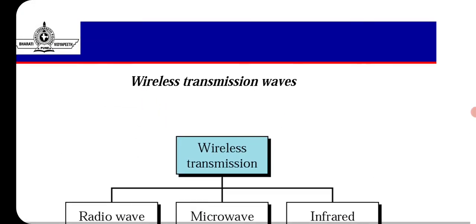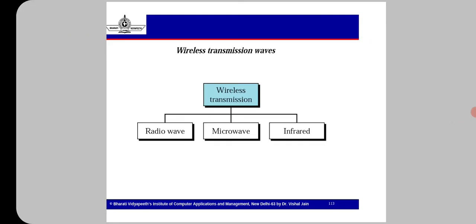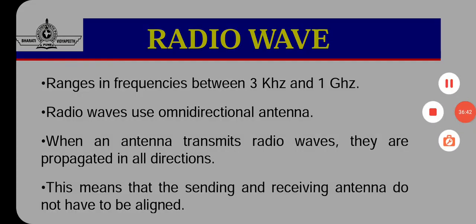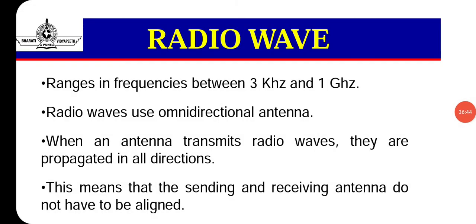Generally, wireless transmissions are categorized into three types. First one is radio waves, second one is microwaves, and third one is infrared. So, what are the features or properties of radio waves? Generally, radio waves range in frequencies between 3 kHz and 1 GHz.